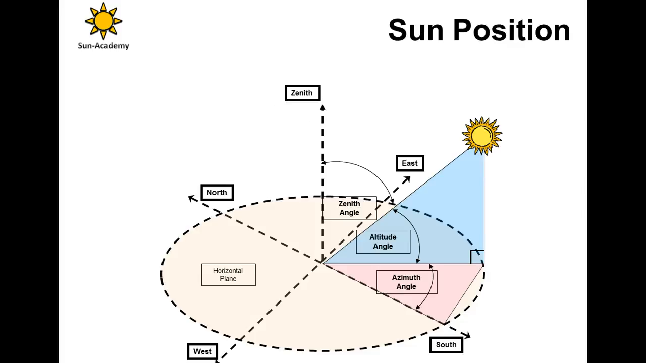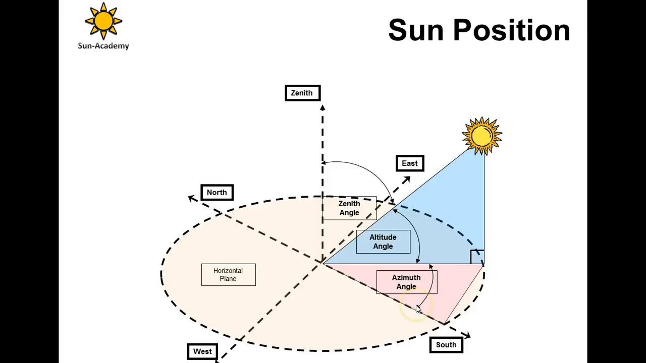The sun's position in the sky at any moment relative to an observer is defined by two angles. The solar altitude angle is the angle between the sun's rays and the horizon. The solar azimuth angle is the angle between the horizontal projection of the sun rays and geographic due south.